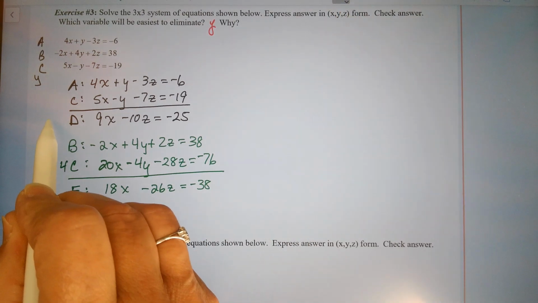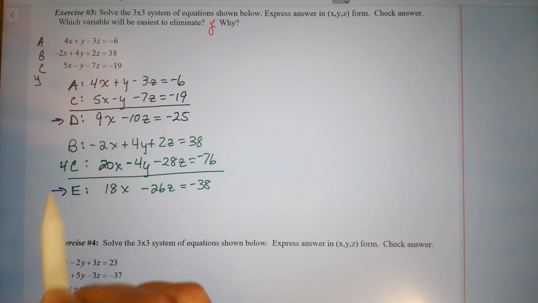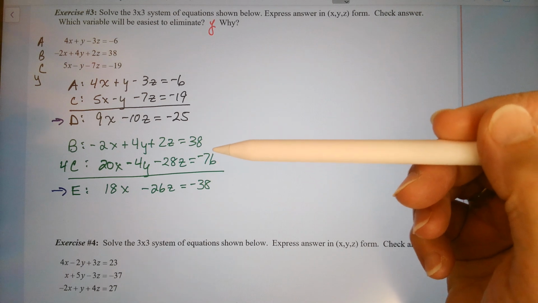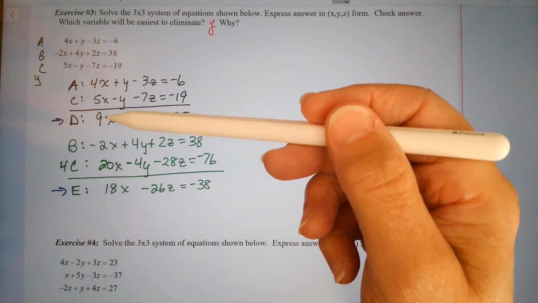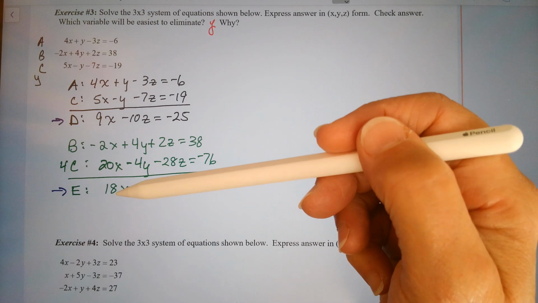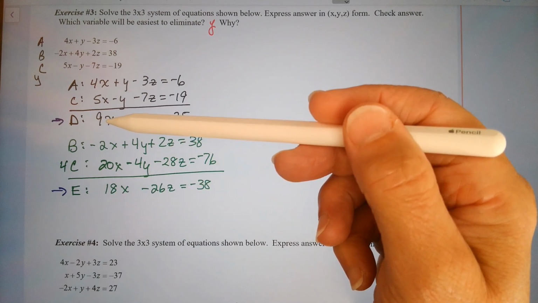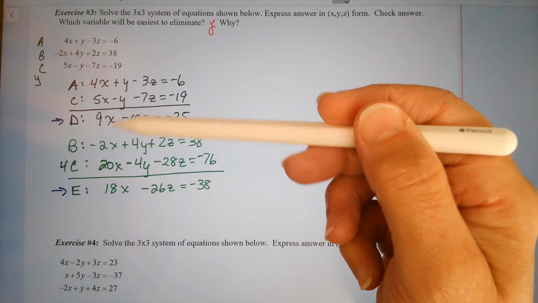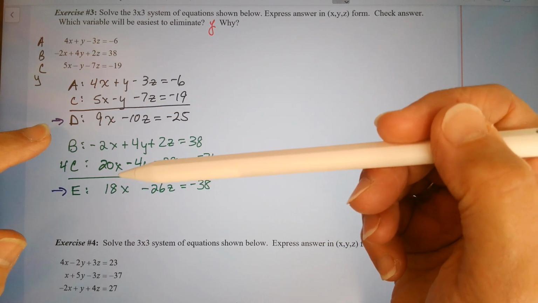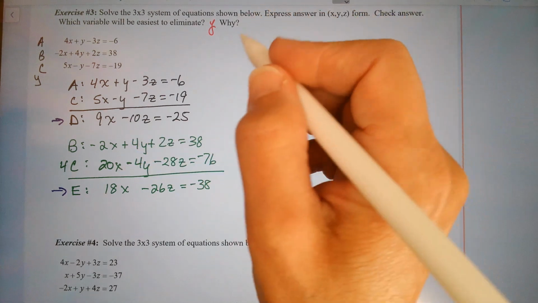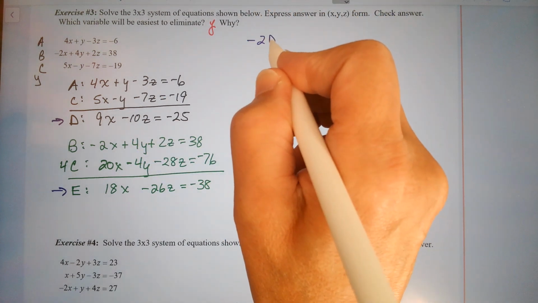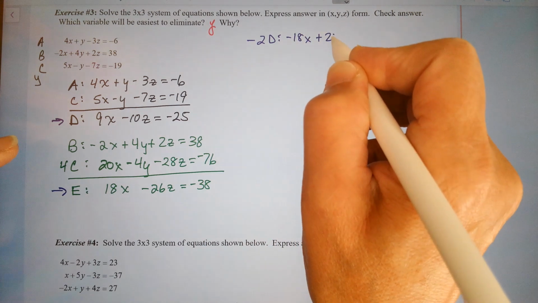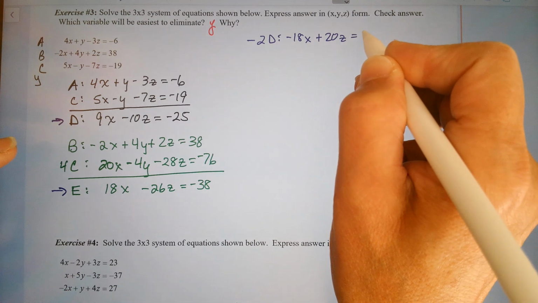We got some large numbers here, but okay, so now the next thing to do is to look at D and E, looking to eliminate one of the variables, and it looks like it would be easiest to eliminate the x's, right? If I just change this 9x to a negative 18x, then these will be opposites. So we're taking negative 2 times D, so negative 2D, which would be negative 18x plus 20z equals 50.